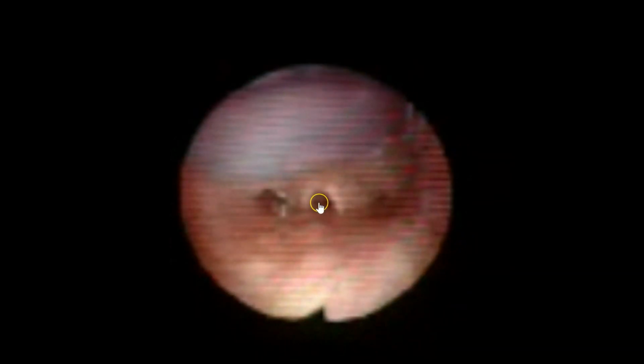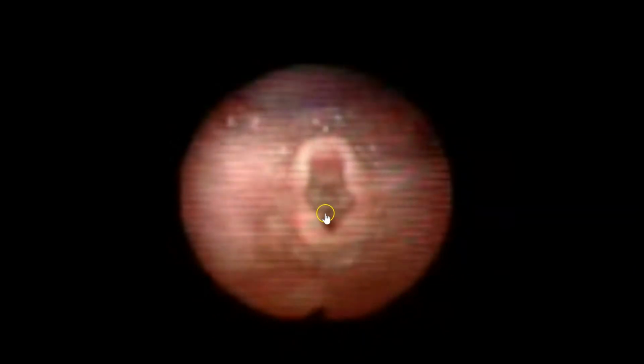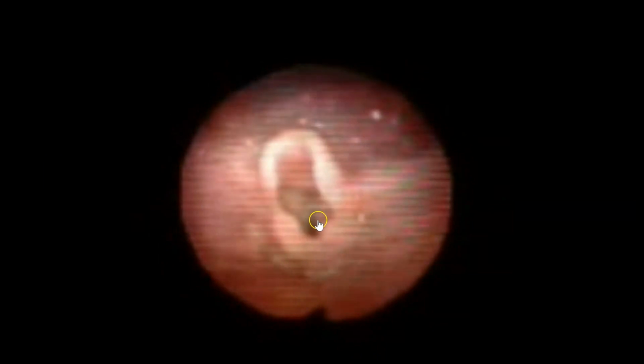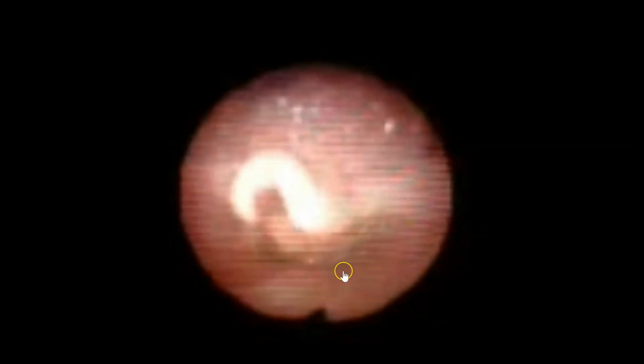Well, let's take a look. Here you can see that this is the glottic area, and when we start to lift up, we can see that this now has a great view of the vocal cords. This is now allowing air to exchange into the trachea, through the trachea down into the lungs where the actual gas exchange is going to occur.